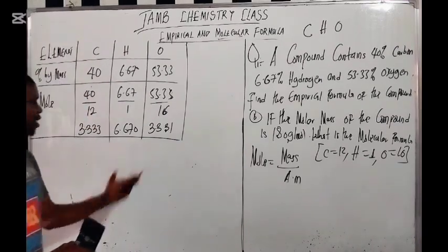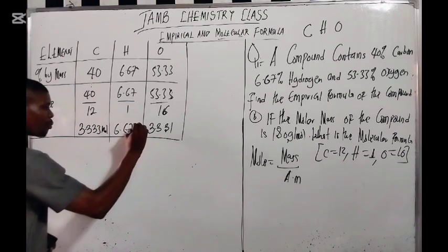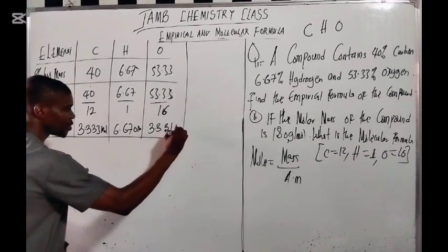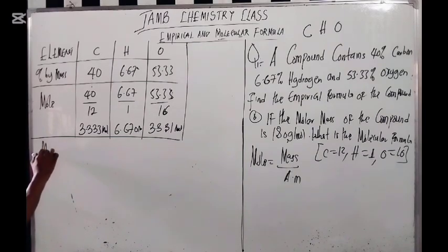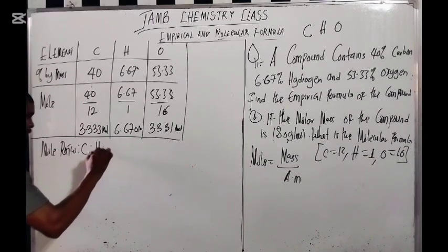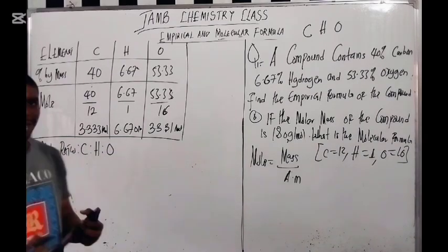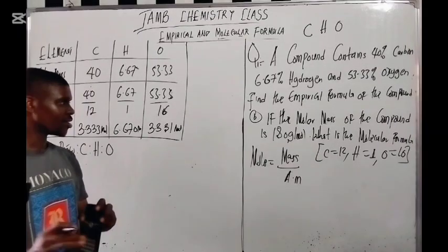The next one to calculate here is the mole ratio. Remember, they are moles, right? So the next one to calculate is what is called the mole ratio: the carbon ratio, the hydrogen ratio, and the oxygen ratio. How do you get this mole ratio here? It's very easy.